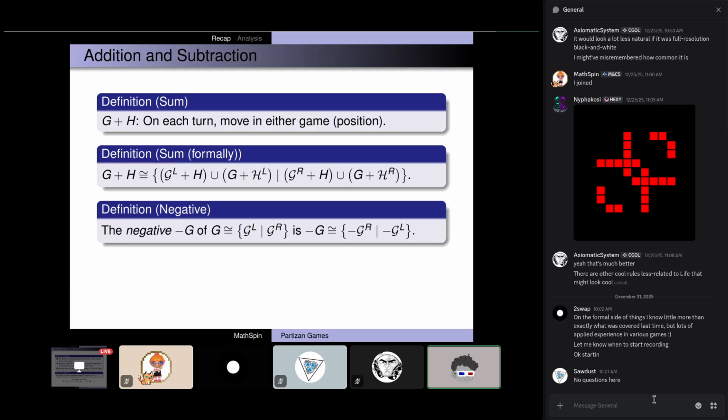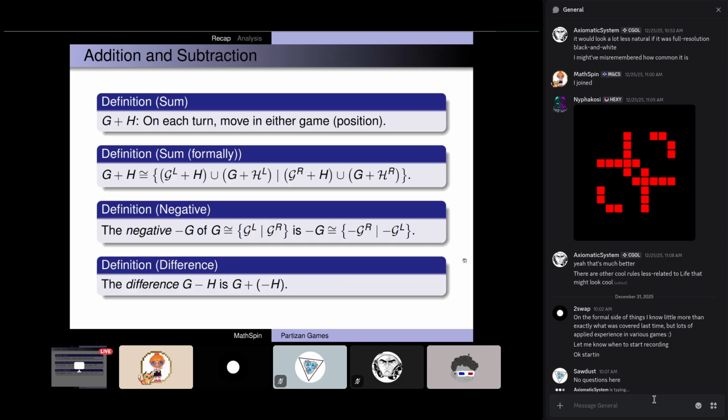Yeah, it's almost like distribution, that's how I think of it. The other thing I could say is that this minus curly G R is the forward image of the negative function on the set curly G R. So if you know about forward images and inverse images of functions from math, that's another way you could phrase it. That would be a very long-winded way to say it, but yes.